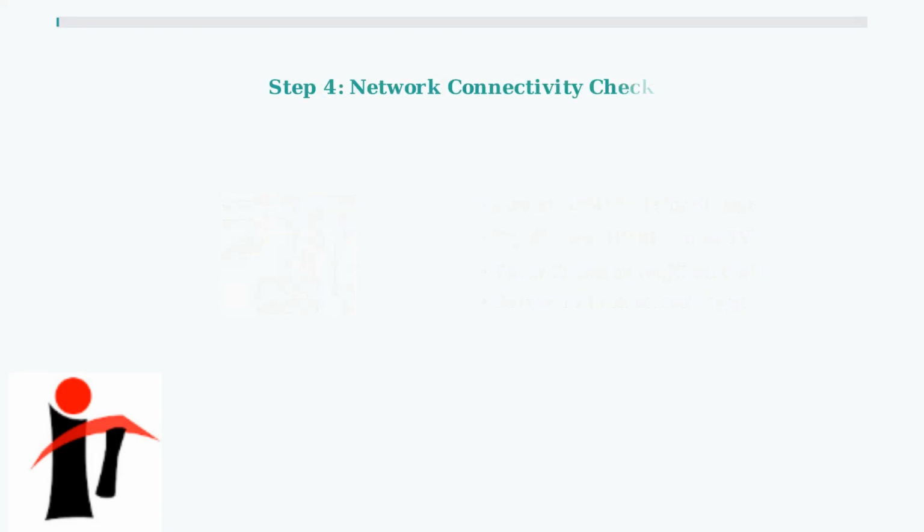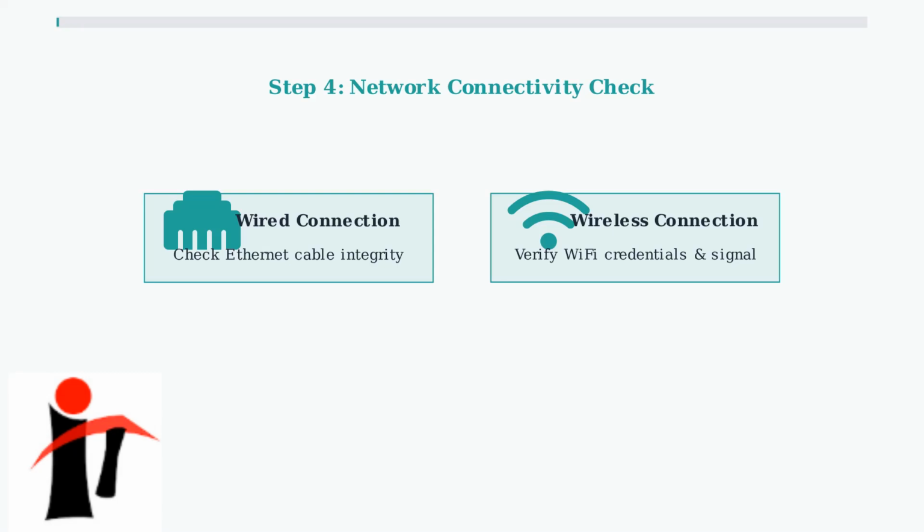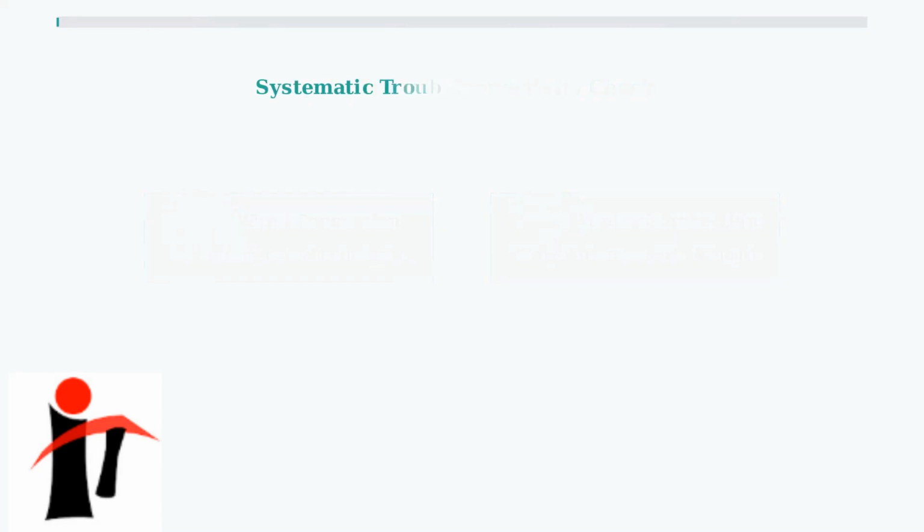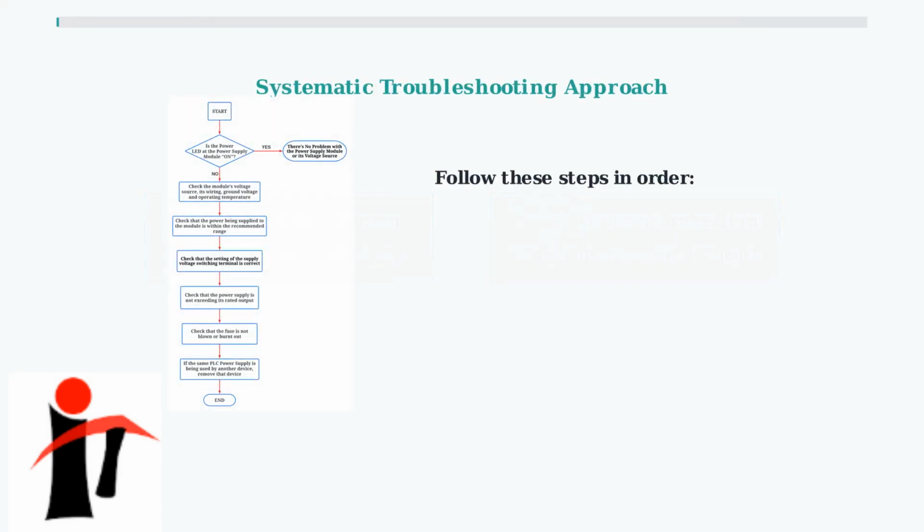For network connectivity issues, check your connection type. If using a wired connection, inspect the Ethernet cable for damage and ensure it's properly connected to both the TV box and your router. For wireless connections, verify your Wi-Fi credentials are correct and check the signal strength in your location. This flowchart shows a systematic approach to power troubleshooting.